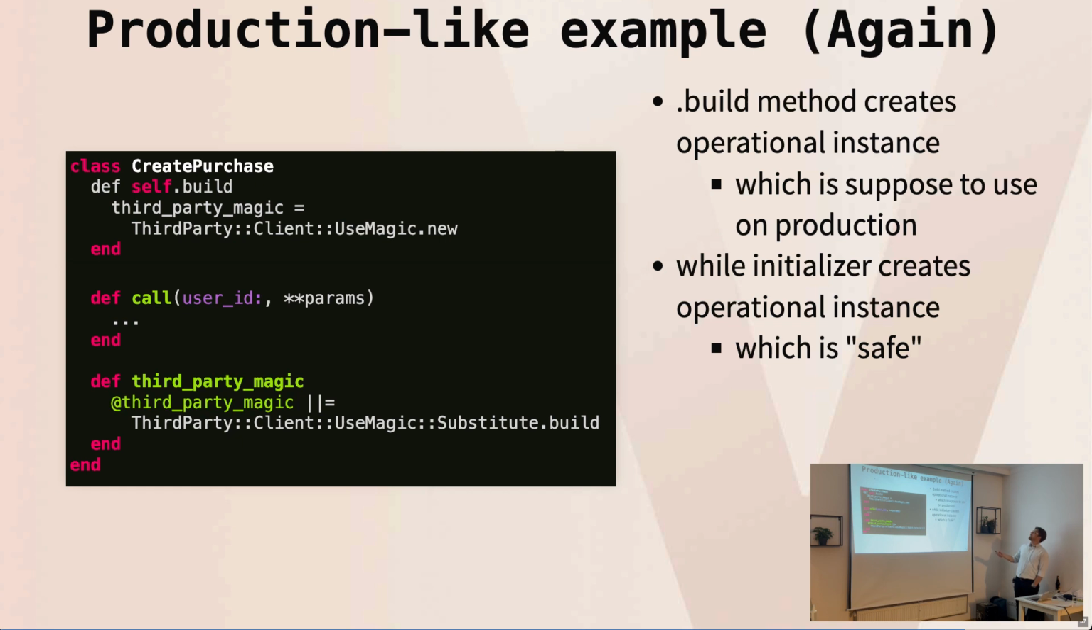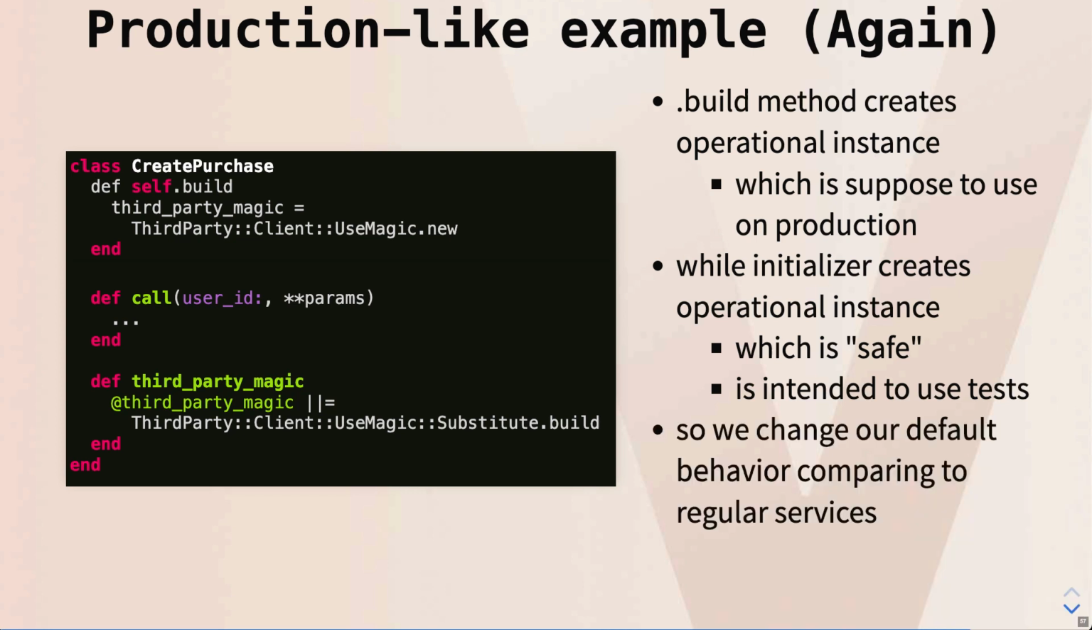But the initializer creates an operation instance, so we can still call them, but they are safe. They use substitutes instead of real dependencies. So, for instance, they will not send any emails, at least if we do not program them that way. And also, they are intended to be used in tests. So what happened? We changed the default behavior of our class.